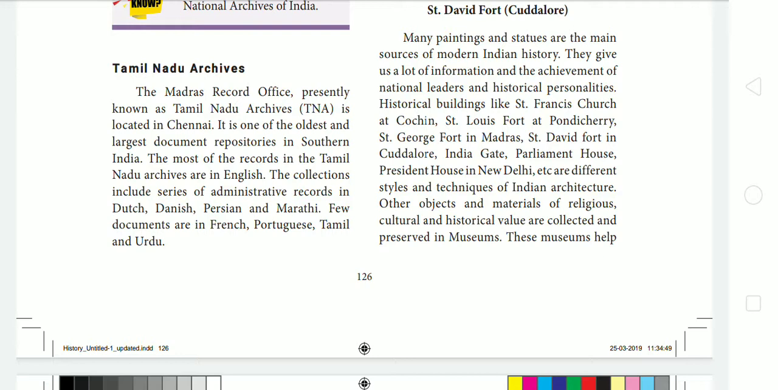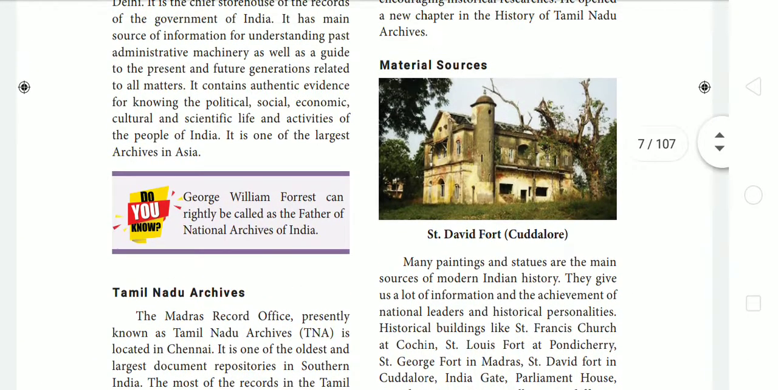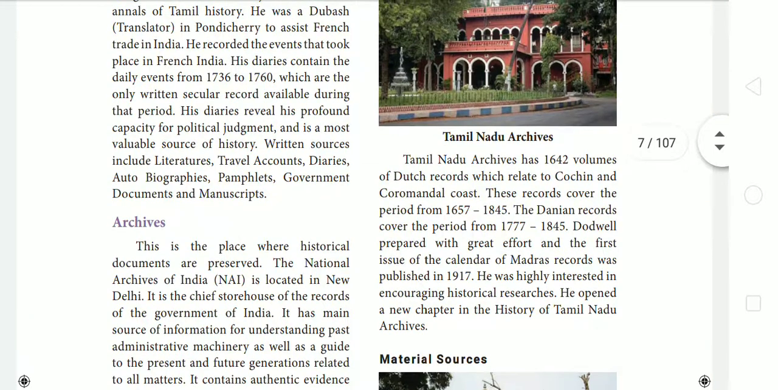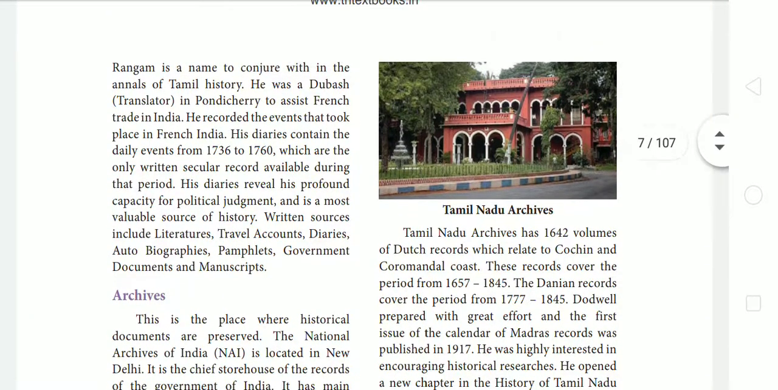Most of the records in Tamil Nadu Archives are in English. The collections include administrative records in Dutch, Danish, Persian and Marathi. A few documents are in French, Portuguese, Tamil and Urdu. You can see the picture of the Tamil Nadu Archives.